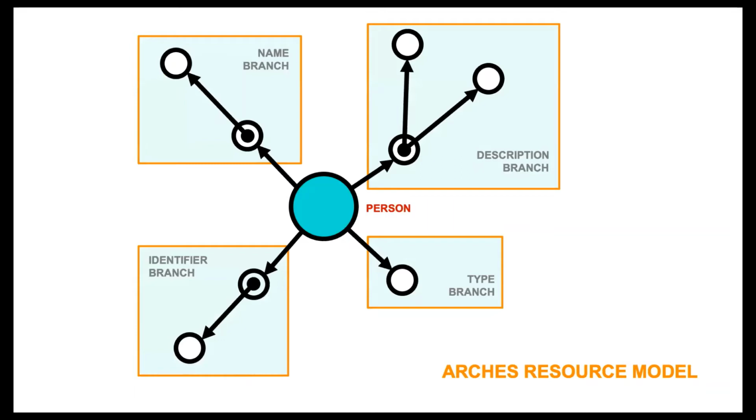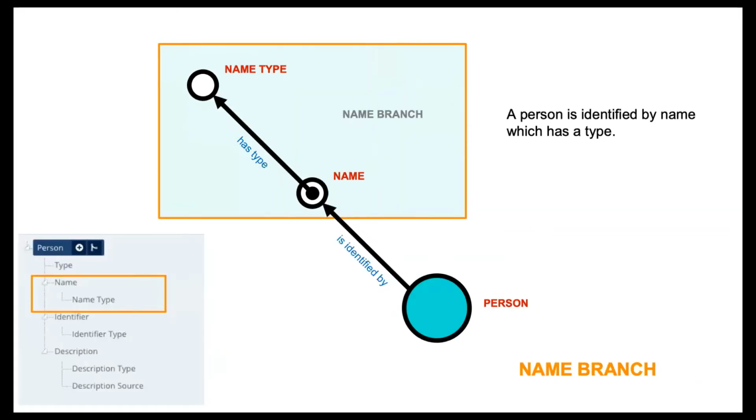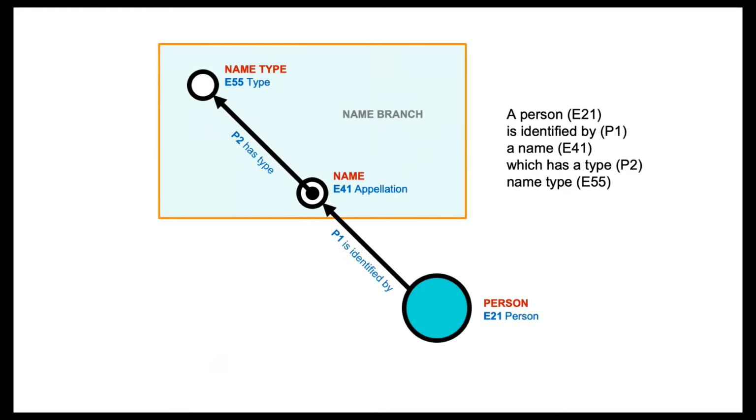Here again is that graph representation of our simple resource model for person. And here is the branch in that resource model, which describes the name of a person. Now, in other words, you can read this branch as a person is identified by a name, which has a type, where the data is being collected for name and name type. Now, here's that same branch with semantic metadata corresponding to the CIDOC CRM. Now, the statement is more explicit about the nature of the data and more machine readable.